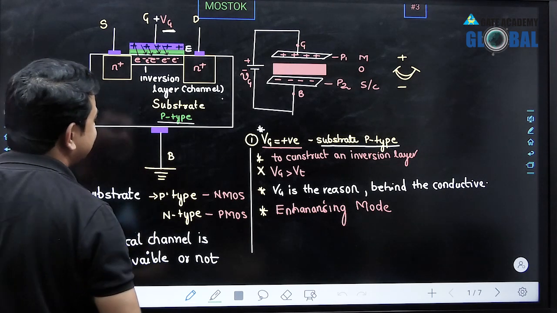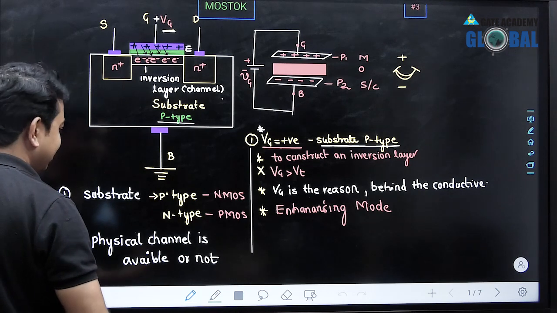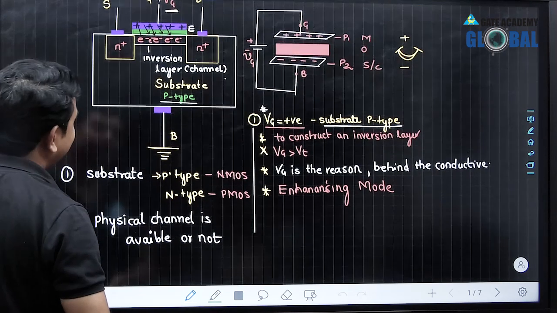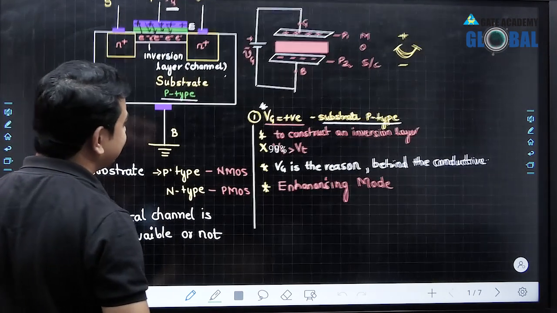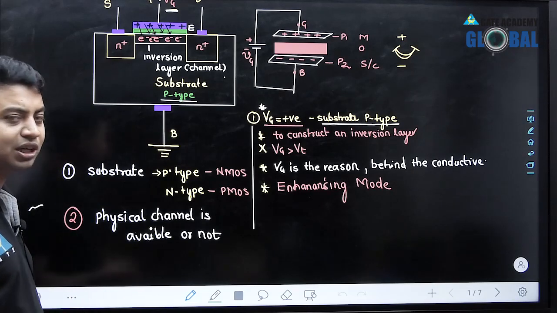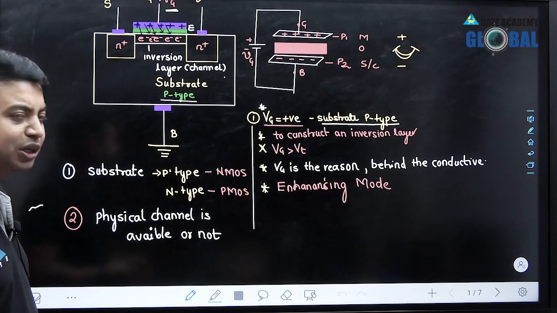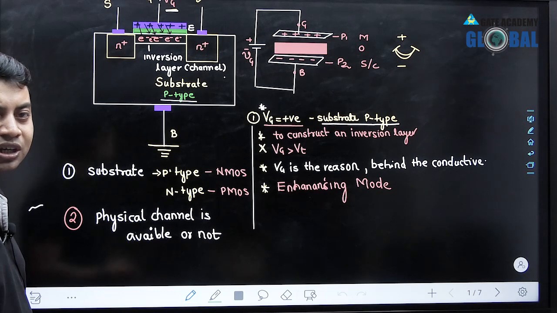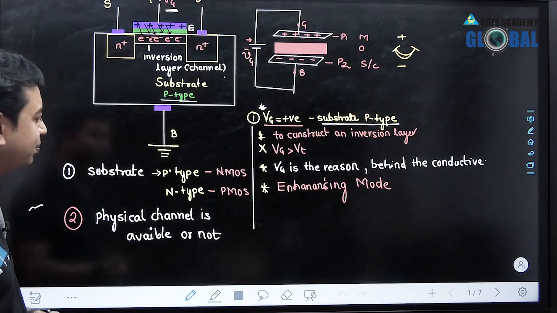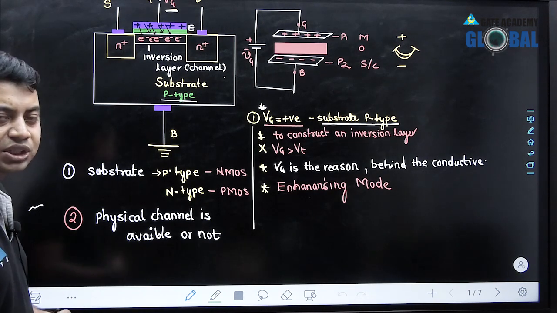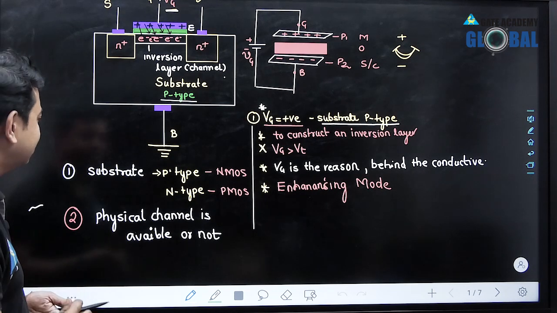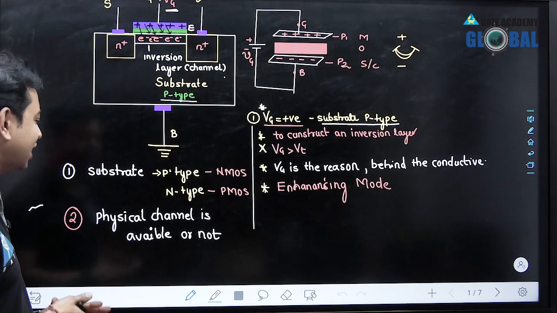That means we are enhancing the channel. So then it is called enhancement type MOSFET. And if we already have a physical channel between source and drain, the conductive path, and we don't need to apply any gate voltage to create the conductive path, then that is known as the depletion type MOSFET. So this is the main thing that you have to name when we are working on NMOS or PMOS.